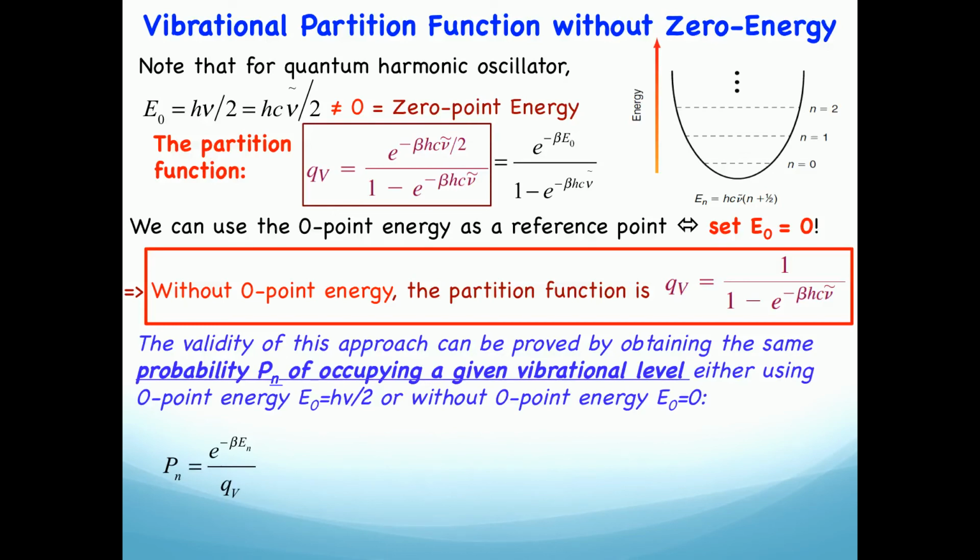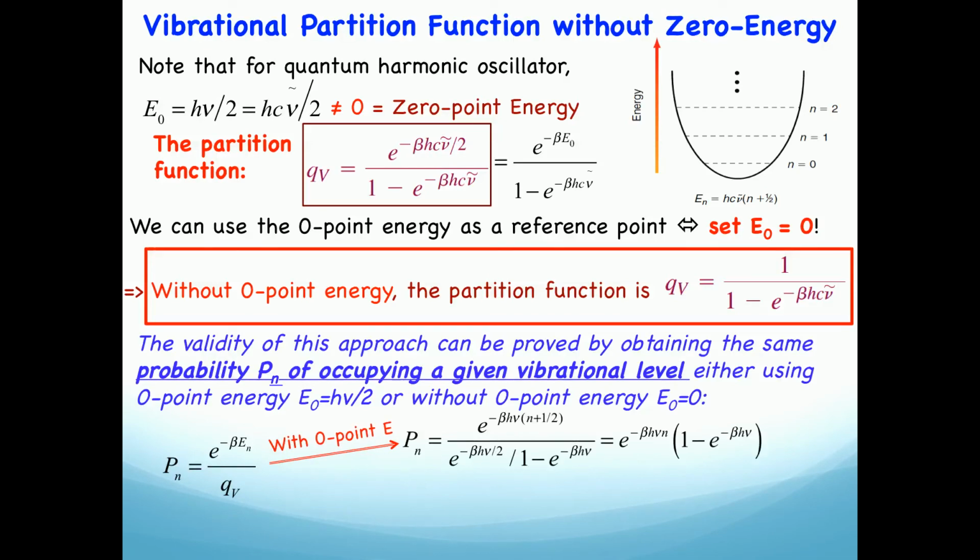Exponent to the power minus beta En, where En is defined by h nu (n plus 1/2), if we apply this with zero point energy, and then Q would be this one, right? So if we use it with zero point energy, this would be our energy. This is the partition function. You can see that you can simplify it and divide by this top term, and it goes to this simplified form.